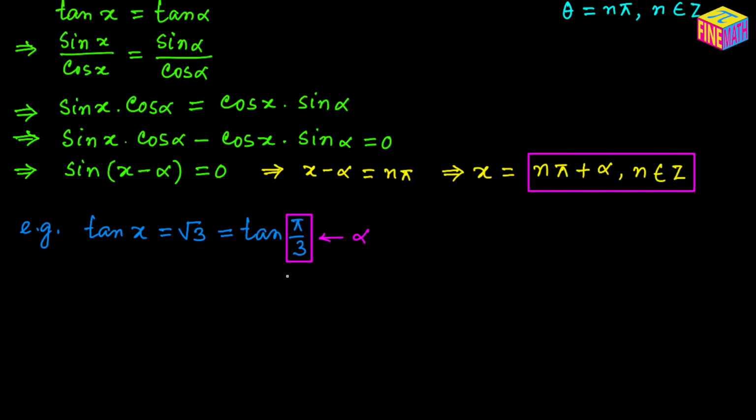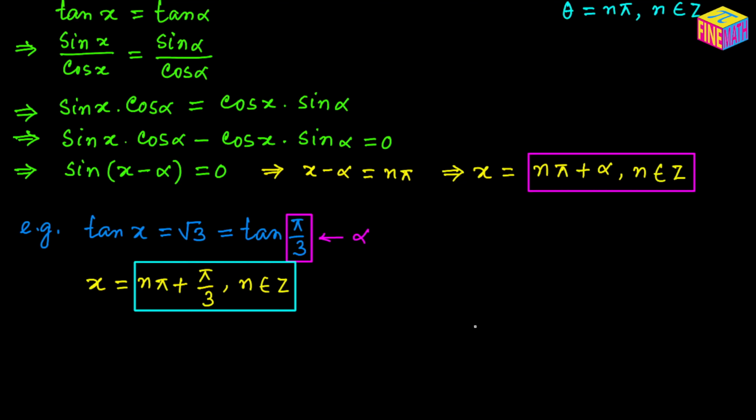It is not given directly, but we have to use our knowledge to quickly catch that square root of 3 is tangent of pi over 3. So then what would be the solution? Well, the solution then would be x equals n times pi plus pi over 3, where n is an integer, and that is the general solution.